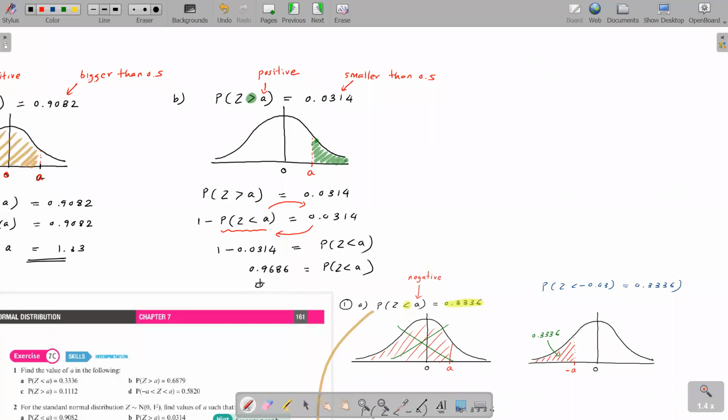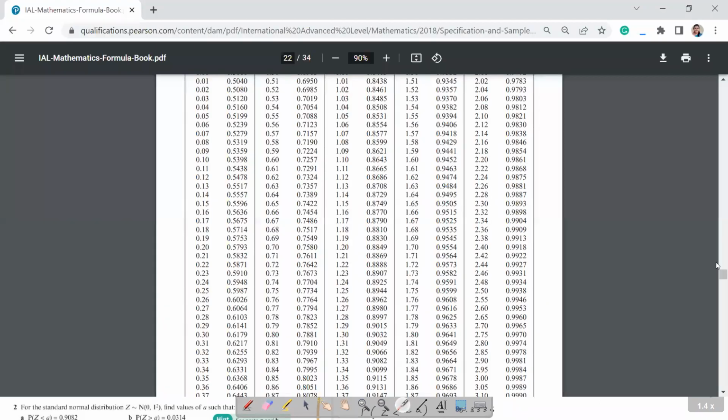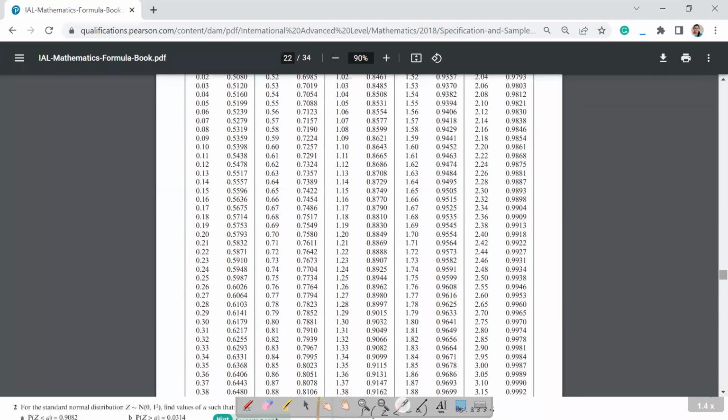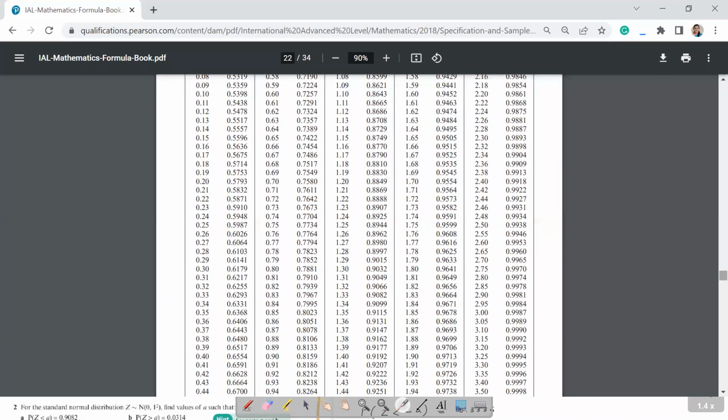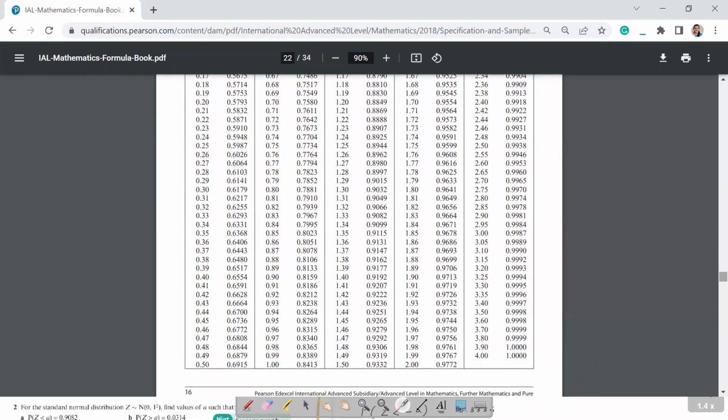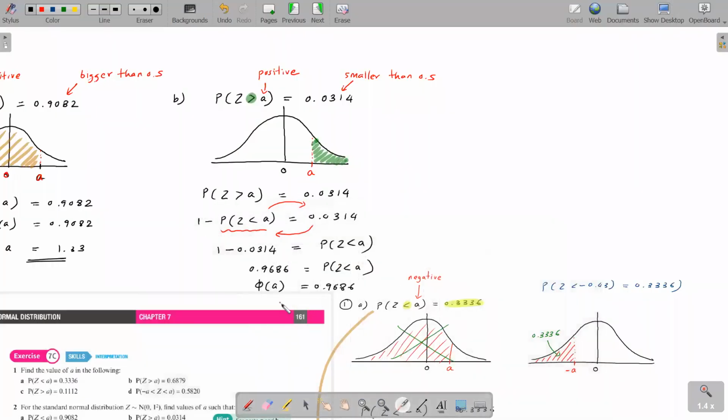The probability z less than a is the phi of a. You don't need to use this notation, but it's good to know it. So z less than a means phi of a, which is 0.9686. Now we are ready to go to the table and search for 0.9686. Where is it? Guys, can you see this one? 0.9686 over here. The cursor is at 1.86. The corresponding A value is 1.86. So your A answer equals 1.86.